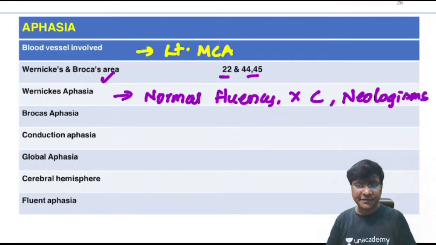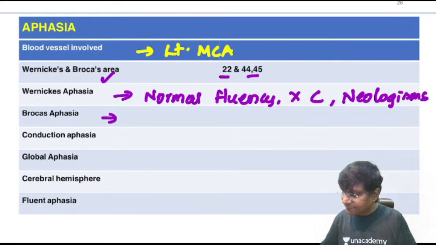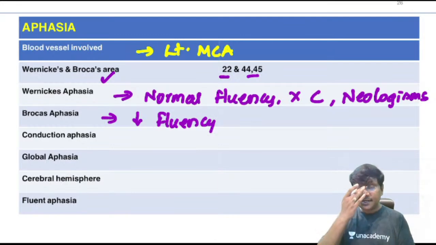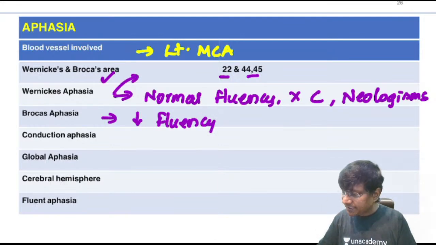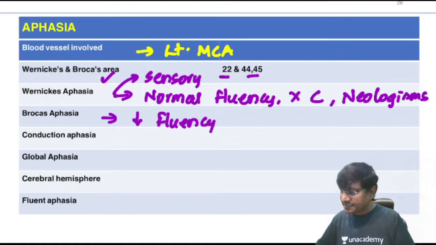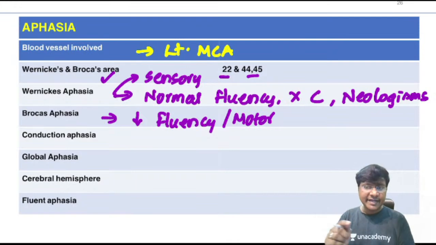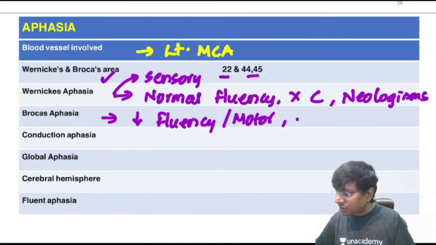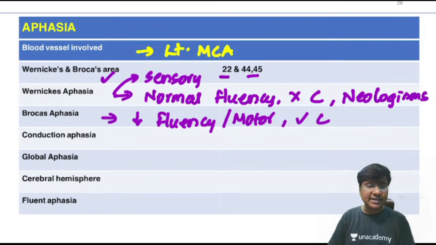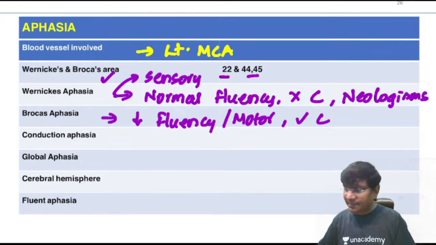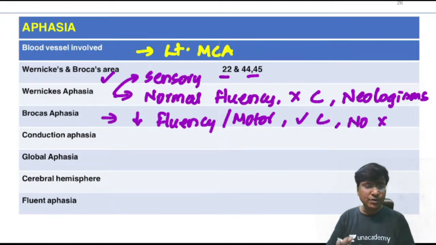Whereas in Broca's aphasia, the fluency will be decreased because it is a motor area. What is another name of Wernicke's aphasia? It is also called sensory aphasia. Whereas Broca's aphasia is also called motor aphasia, where there will be decreased fluency. But how will be the comprehension? The comprehension will be spared. And will there be neologisms? There will be no neologisms. So that is about Broca's aphasia.